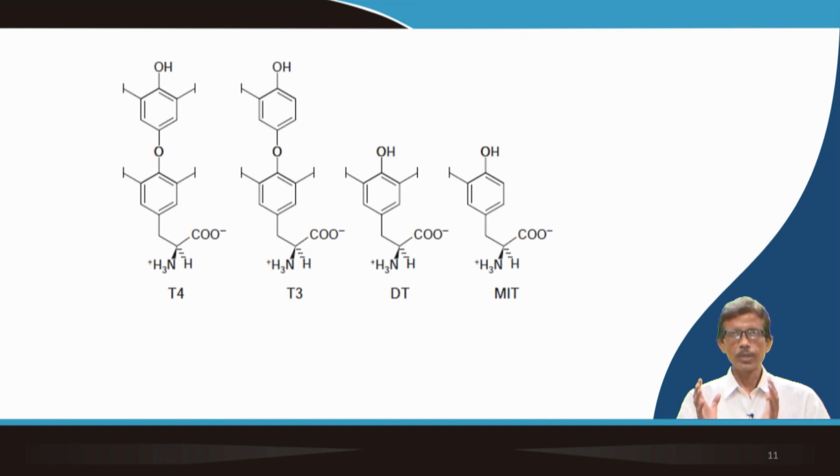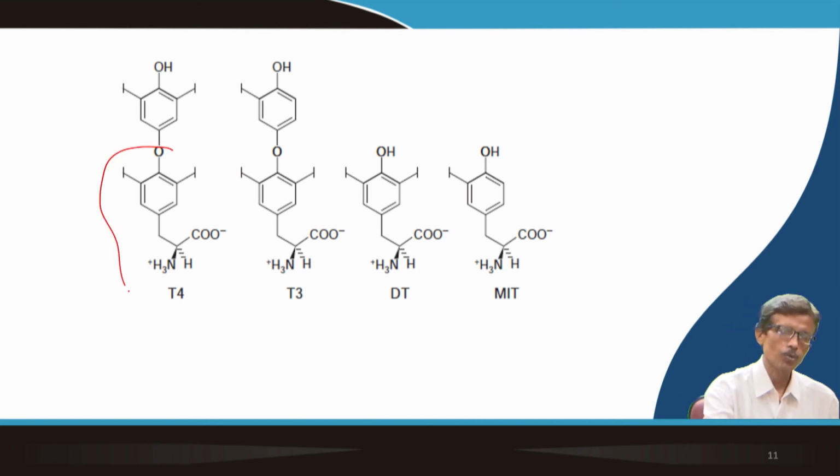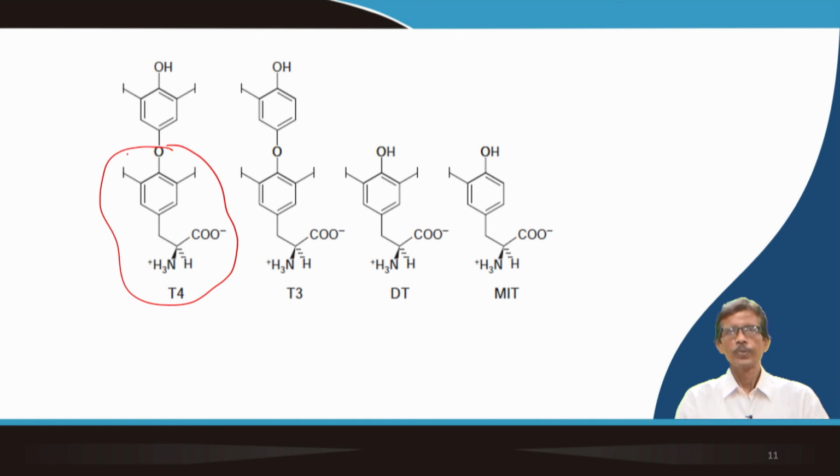So, you try to know the corresponding structures of these: what is T3, what is T4, and what are DIT and MIT. Looking at the structure, you can immediately see that these are some other products, but related to T3 and T4. So, how are they related to one of the very well known amino acids, tyrosine? The thyroxine hormone is related to the tyrosine residue, because if you protonate this particular part, this is your corresponding tyrosine, the amino acid.